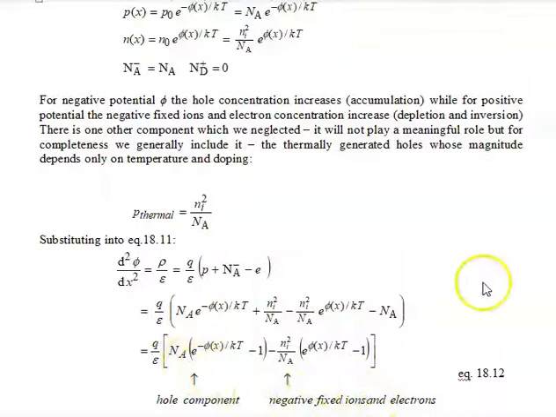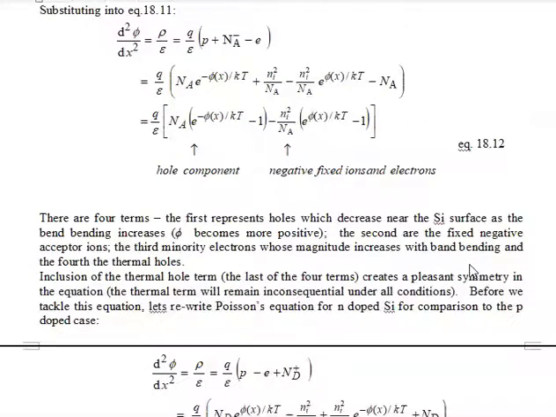It's a little bit misleading. So what I've done is I've actually written it out here. There are 4 terms. 1, 2, 3, 4. First, these are holes which decrease because generally we're going to let phi become more positive. Of course, if phi is negative, these will increase. That's accumulation. But phi is going to become, we hope, if it's going to be a useful device, phi is going to become more positive, and therefore this component will decrease as we go toward the surface.